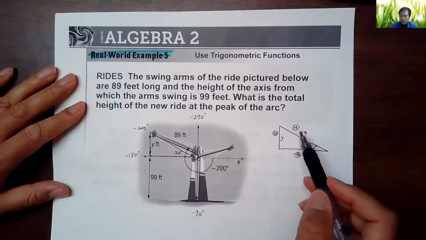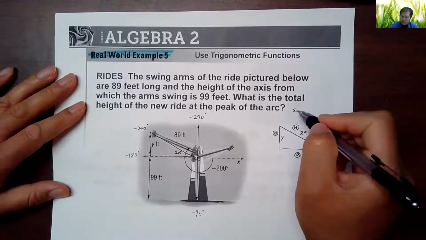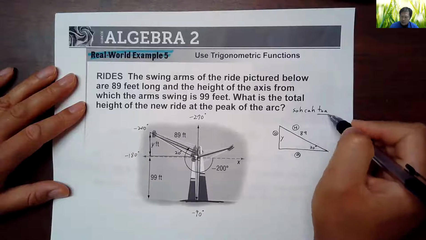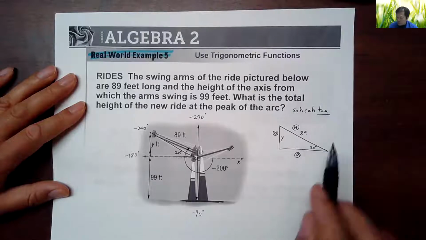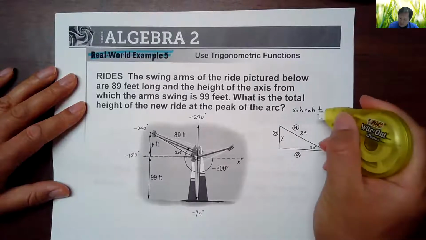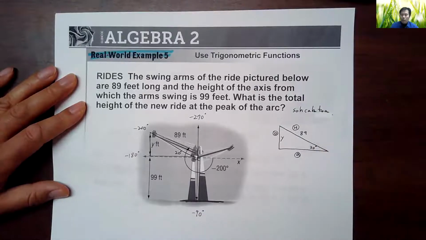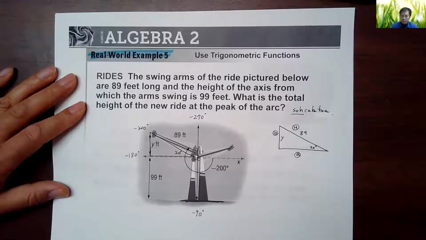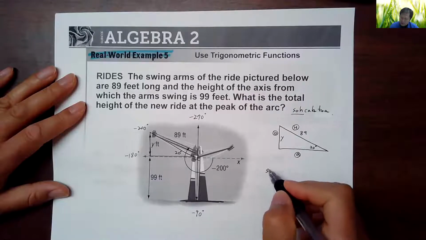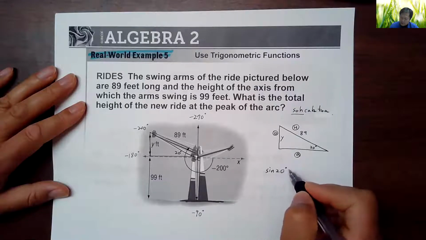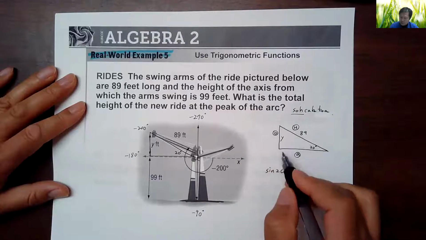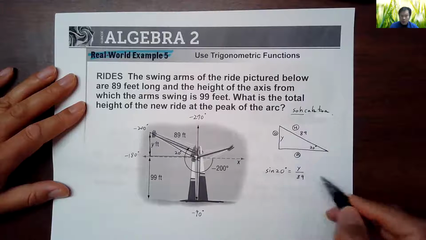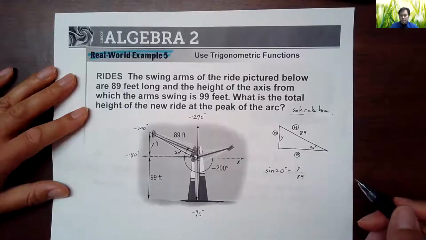O and H should be sine. So sine 20 degrees is equal to O over H, which is y over 89. That's how you set up the equation.